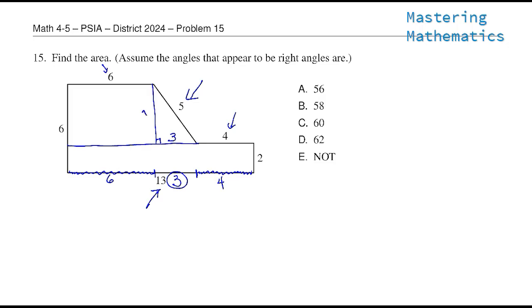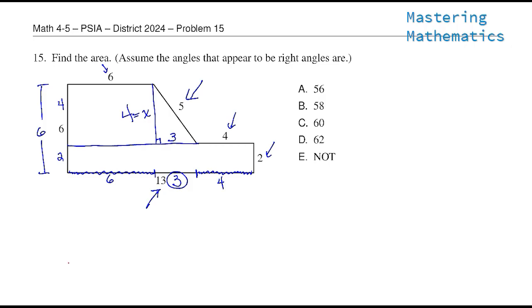Now we're going to need to find this height. And that height is, in fact, going to be 4. There's a couple of ways to do this. You could use the Pythagorean theorem, but you could also just recognize that this length on the left was 6, and we've cut off 2 of it right here. So that leaves us with a 4 right there. So that's a 4.